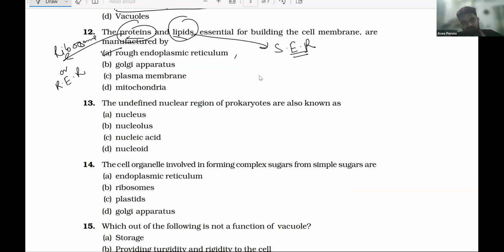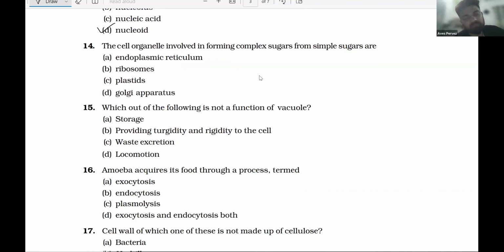Now moving to the next part. Tell me, the nuclear region in the prokaryote is called the nucleoid. Very good. Question number 14.